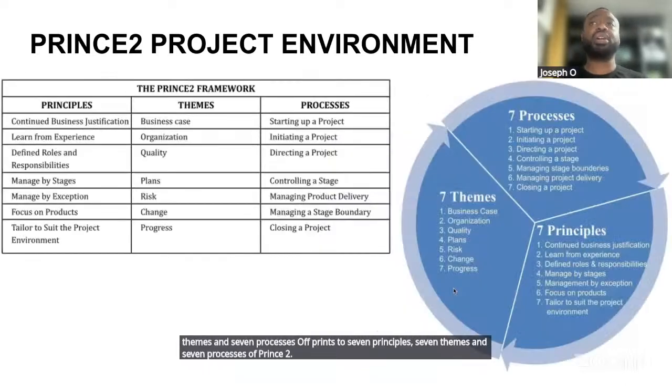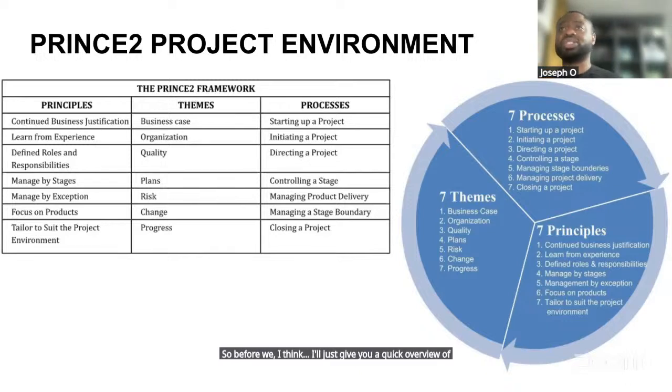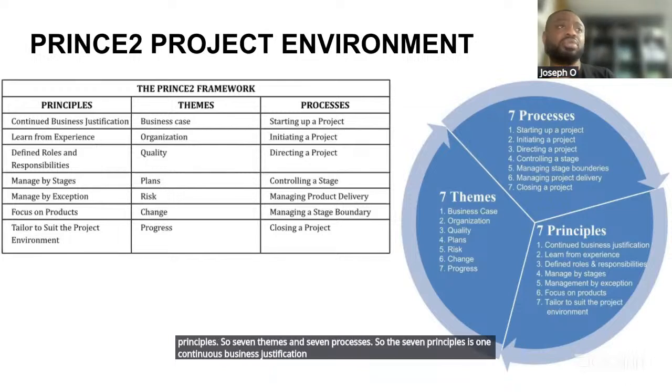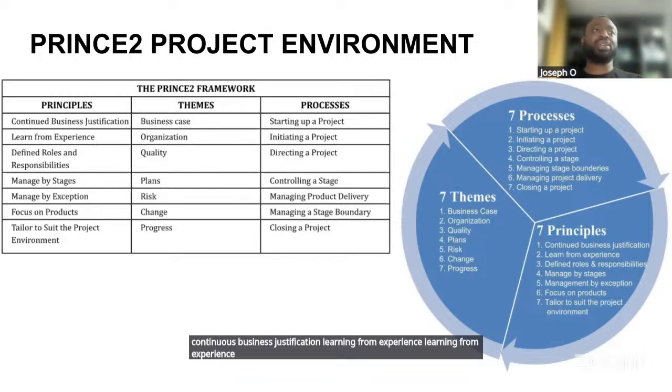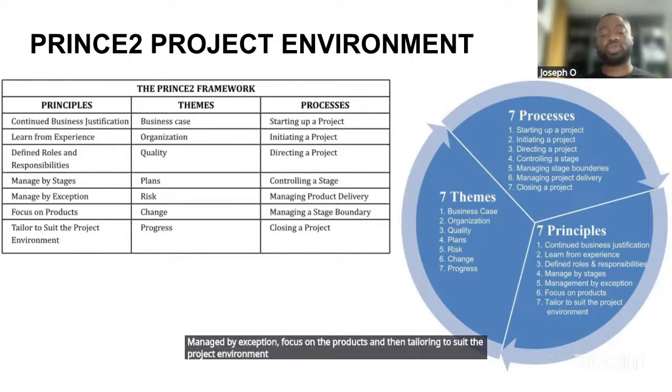Before we go on, I'll just give you a quick overview of all those 7 principles, 7 themes and 7 processes. So the 7 principles are: one, continuous business justification, learning from experience, define roles and responsibilities, managed by stages, managed by exception, focus on the products, and then tailoring to suit the project environment. So those are the principles.